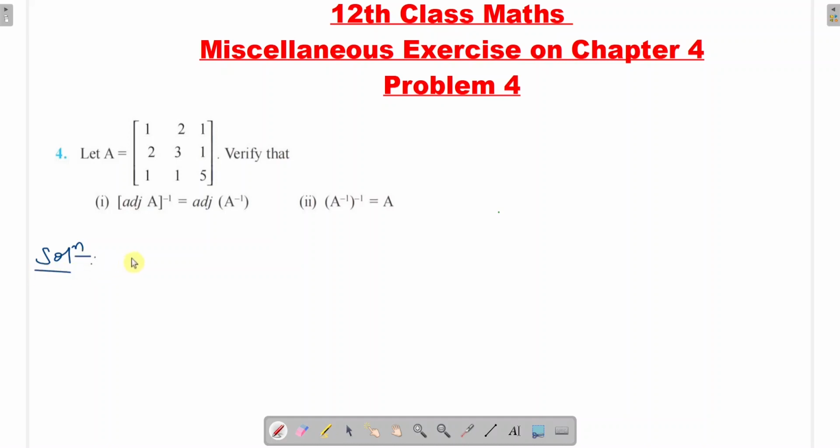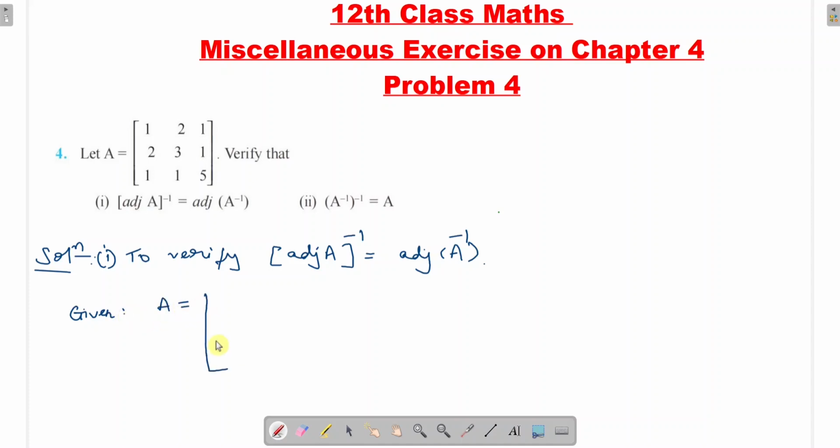Solution: to verify, in the first problem, to verify (adjoint of A) the whole inverse is equal to adjoint of A inverse. Okay, so given is what? A equal to 1 2 1, 2 3 1 and 1 1 5. Okay, we have to find first adjoint of A.